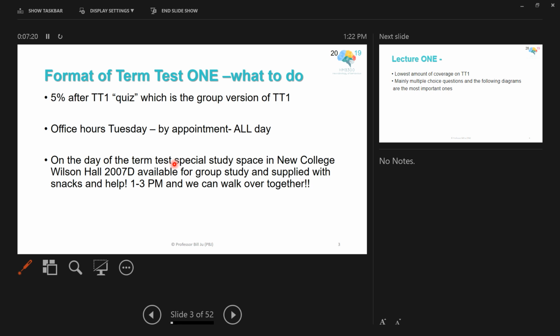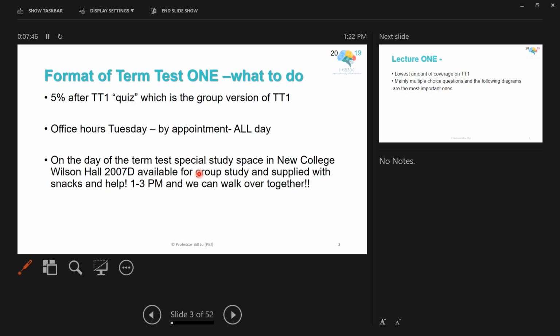On the day of the term test, there will be a special study space here in New College. Wilson Hall 2007D is just on the other side of the stairs over here. It's a bigger room with a long table like this one, lots of windows. It's a great study space. There is a TV set up in there as well. So if you need me to go through a concept with you, and we want to make sure it's a relatively quiet study space.